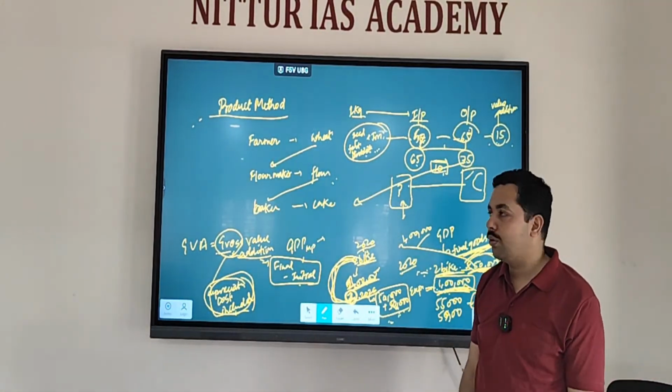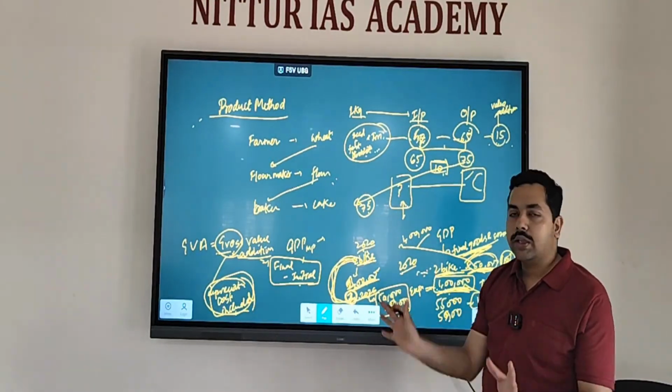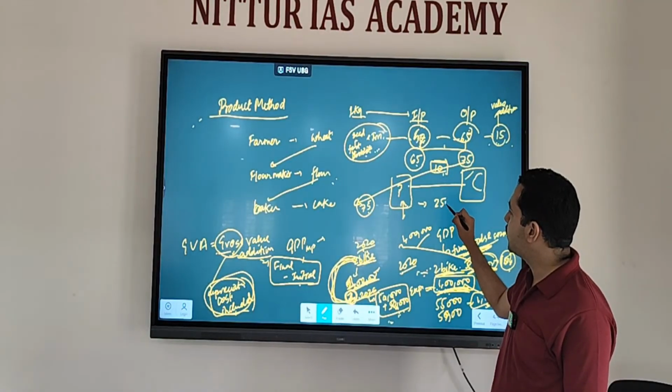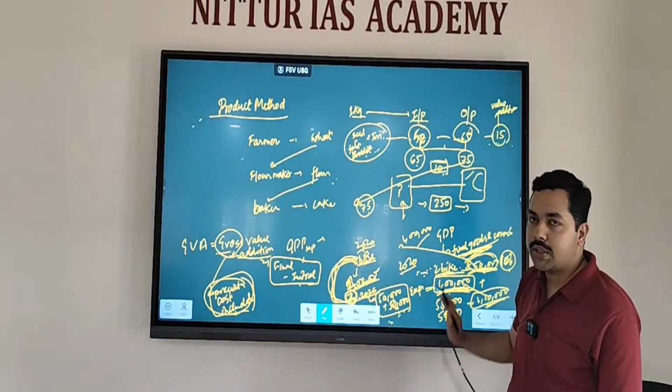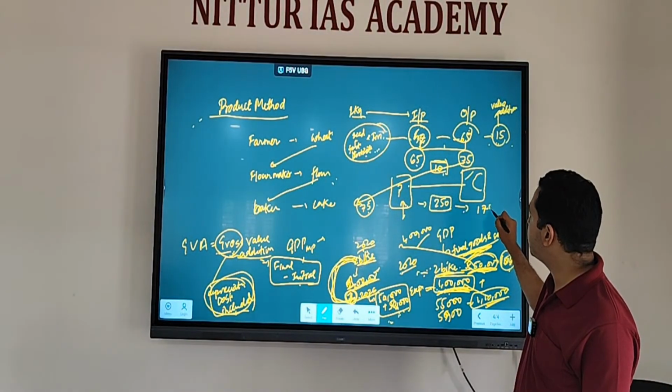Next, the baker. Now the baker is buying at 75 rupees, adding all the ingredients and so on, and decided to sell the cake at 250 rupees. So how much value addition has been done by the baker?